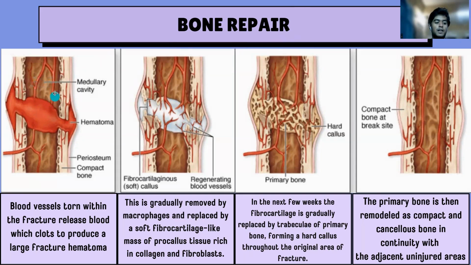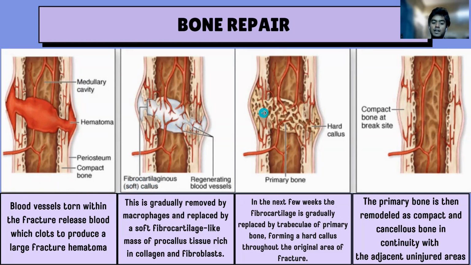Firstly, blood vessels which are torn within the fracture release blood which then clots to produce large fracture hematoma. The hematoma is then gradually removed by macrophages and replaced by fibrocartilaginous callus. This is a soft callus, which is a mass of procallus tissue rich in collagen and fibroblasts.